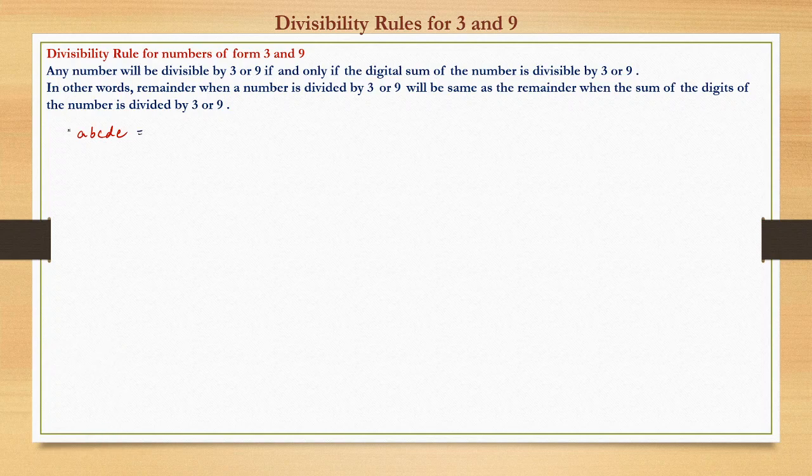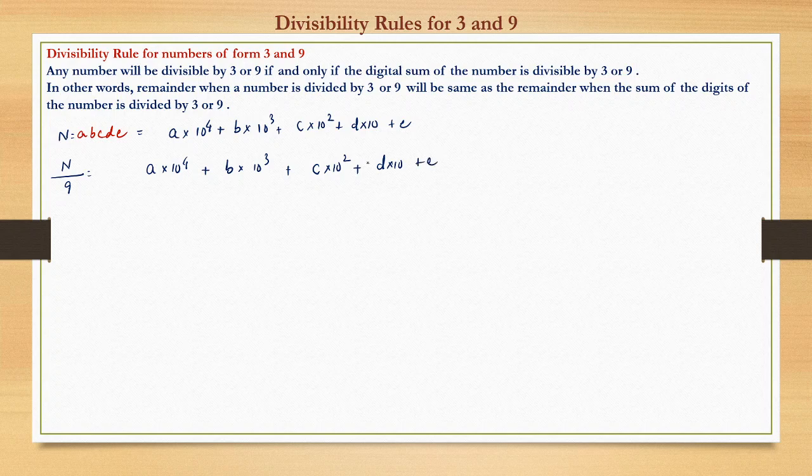The number n can be written as A into 10 raised to power 4 plus B into 10 raised to power 3 plus C into 10 raised to power 2 plus D into 10 plus E. So when n is divided by 9, what can I write? A into 10 raised to power 4 plus B into 10 raised to power 3 plus C into 10 raised to power 2 plus D into 10 plus E, by 9.